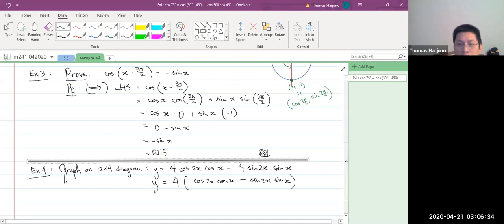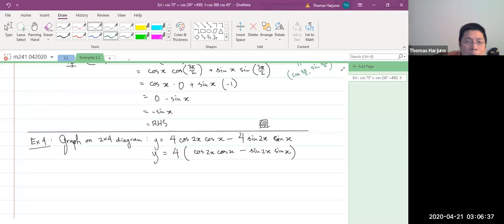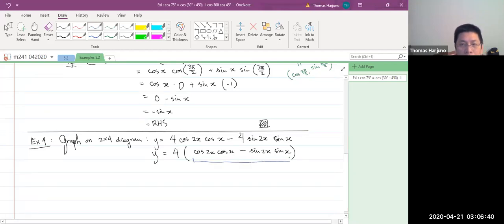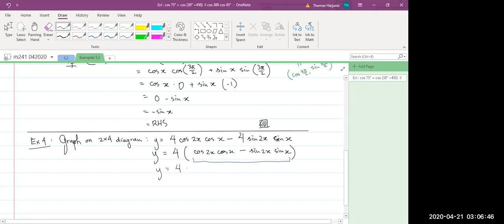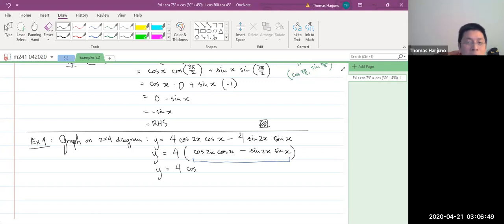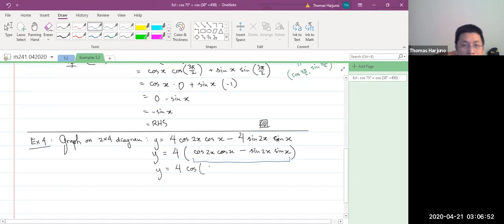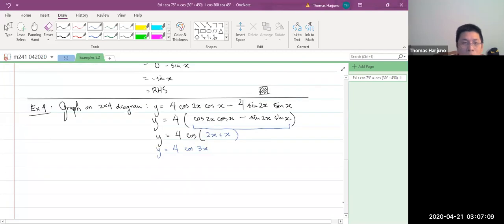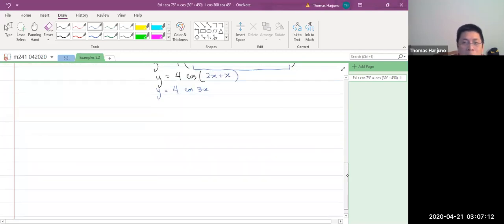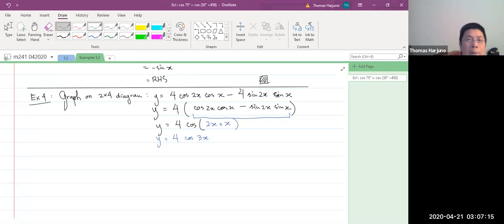Okay, but it turns out that once you memorize the formula, notice what happened here. What will this be? Cosine 2x plus x. So what we need to graph is actually y equals 4 cosine 3x, which I believe you know how to graph, right? I mean, we did that last time in the test, and most of you are okay.